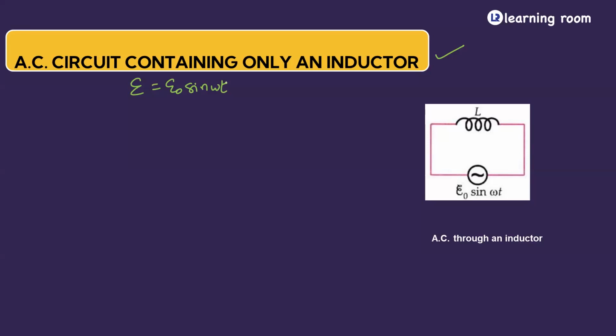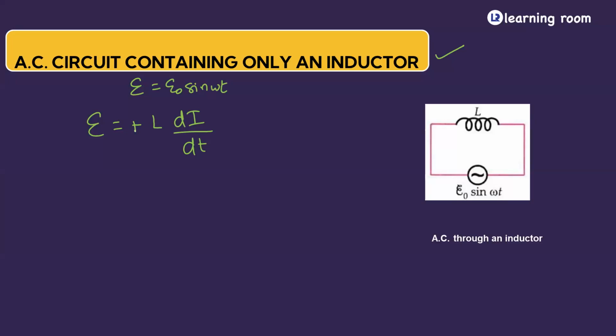What is the relation between EMF and inductance? Go to your 6th chapter. Under self-inductance, there is a relation that I gave you between E and L. So you will get E is equal to minus L into di by dt. If you take only the magnitude, you will get a plus.